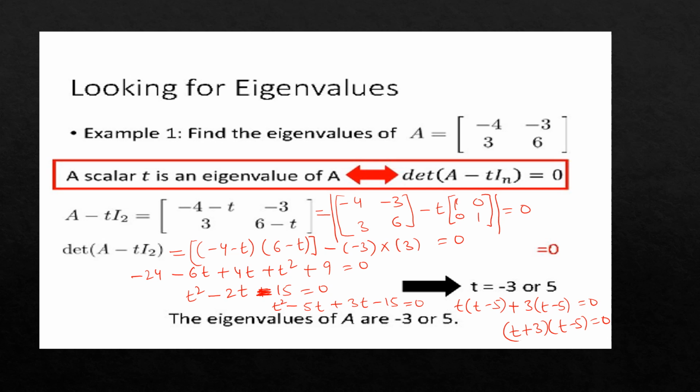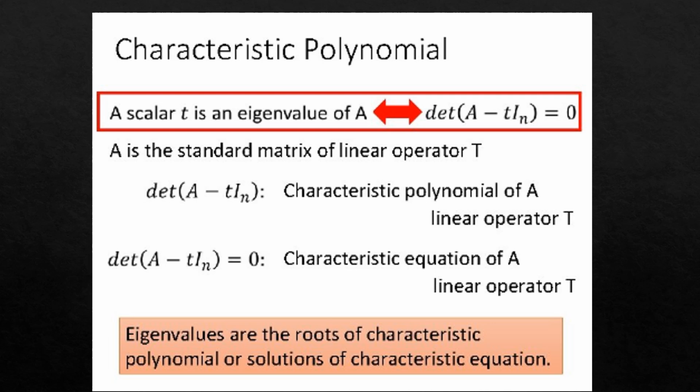Now, corresponding to each eigenvalue, we require to calculate eigenvectors. For calculation of eigenvalues, we use this equation, the determinant of A minus lambda I_n, as the characteristic polynomial.